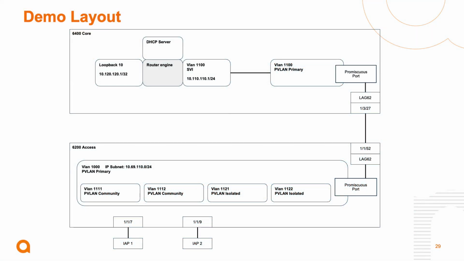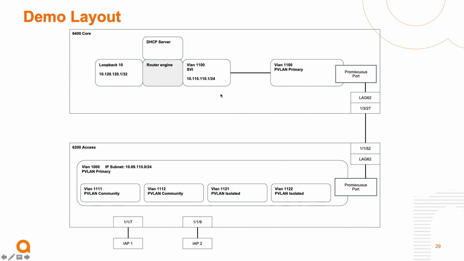So let's get to our demo. The layout for our demo is the following. We have a 6200 access switch where we have defined the primary VLAN and all the secondary VLANs. Then we have a promiscuous port that is actually a link aggregation group connected to our 6400 core. And there we have that same promiscuous port at the other end connected to VLAN 1100. That is our primary VLAN that is extending across.